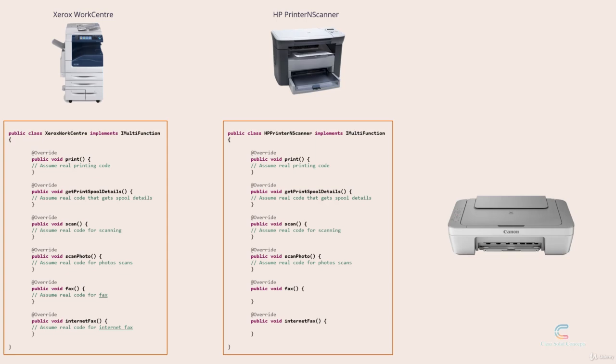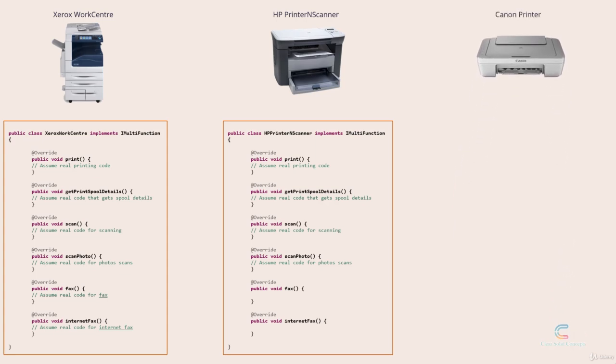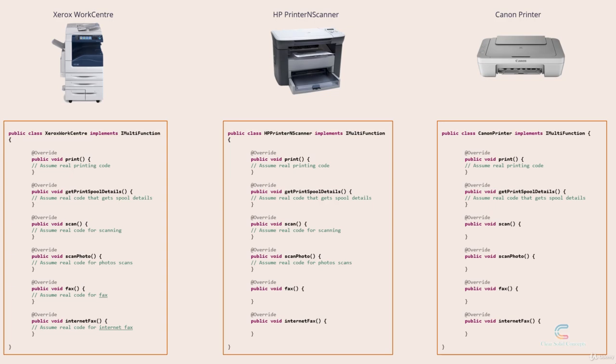Now you keep walking in your office and reach another room with a Canon device. This device is a printer and has printing functions alone. So we will create a class to represent this device and make it implement the IMultiFunction interface again. We will implement the print and get print spool details methods, but then we will have to implement all the other methods as well and leave the implementations blank. So scan, scan photo, fax, internet fax, leave it all blank. Now you start seeing the problem.